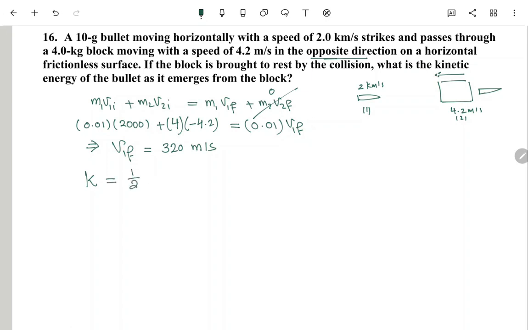Now the kinetic energy will be equal to half, because we look for the kinetic energy of the bullet as it emerges from the block. Half, and the mass is 0.01 times 320 squared. After all, it's equal to 512 joules.